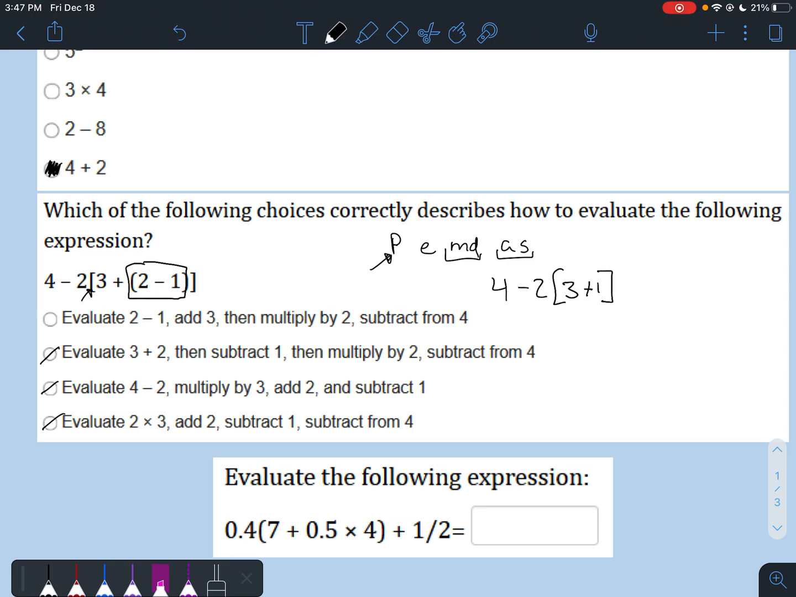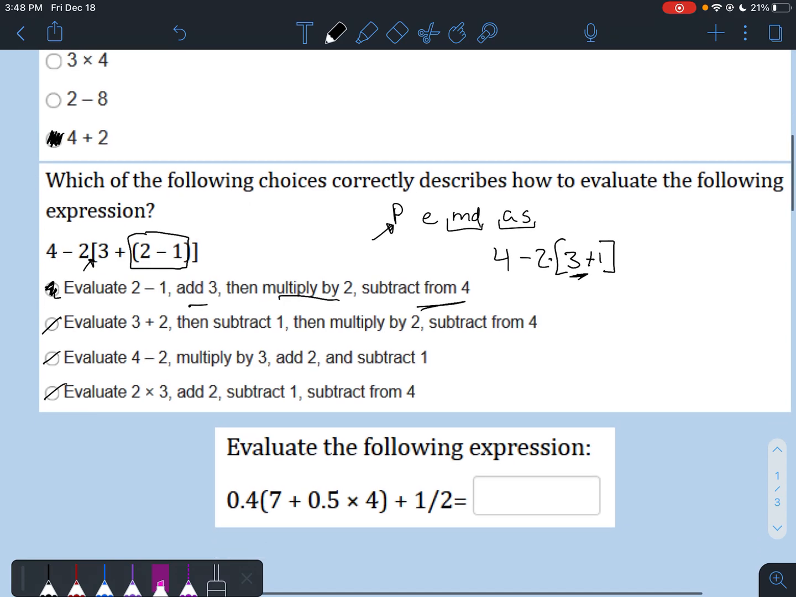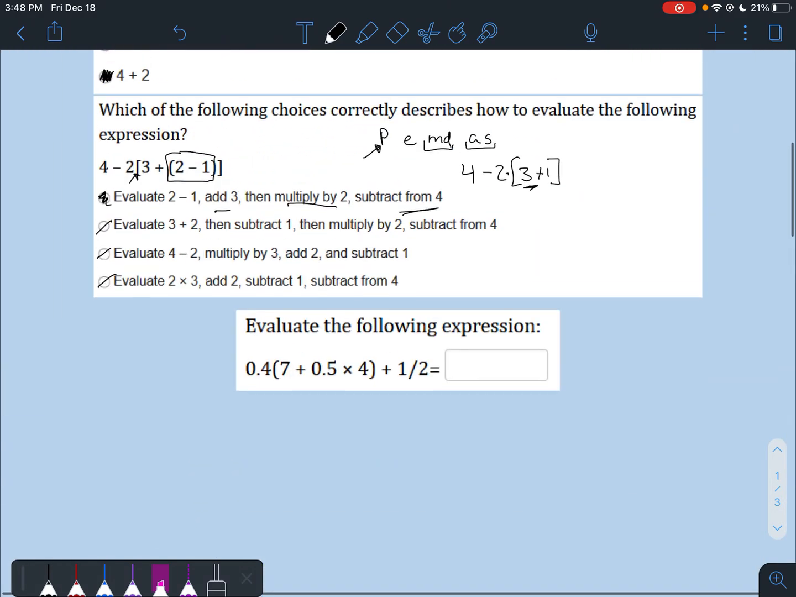So what you would do then is you would say add 3. So you're going to add 3 here. Then it's multiplication. Whatever you get there would be 4. You'd multiply by 2, and then you'd subtract it from 4. So this is our choice. We found it right away, but it's good to go through and practice that again.